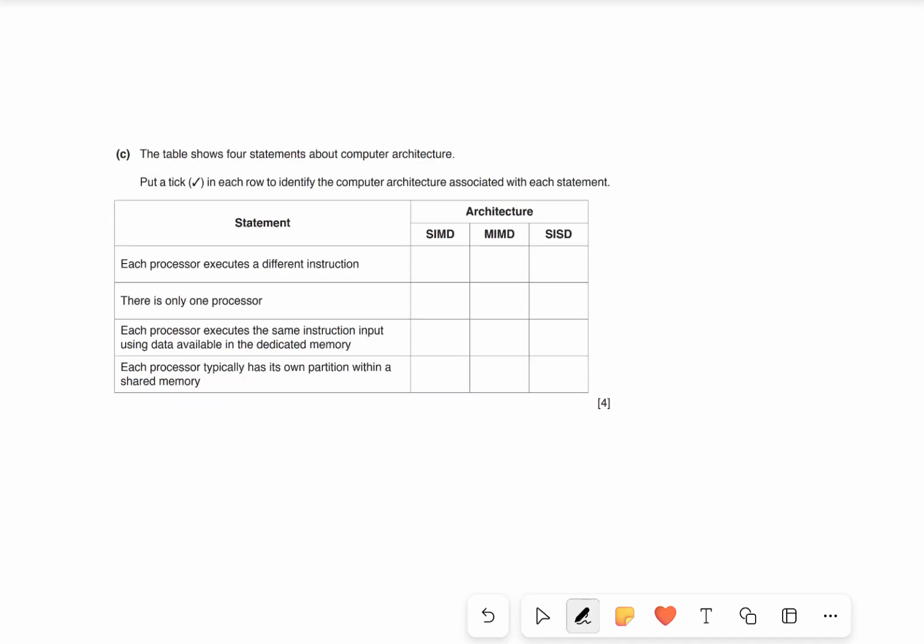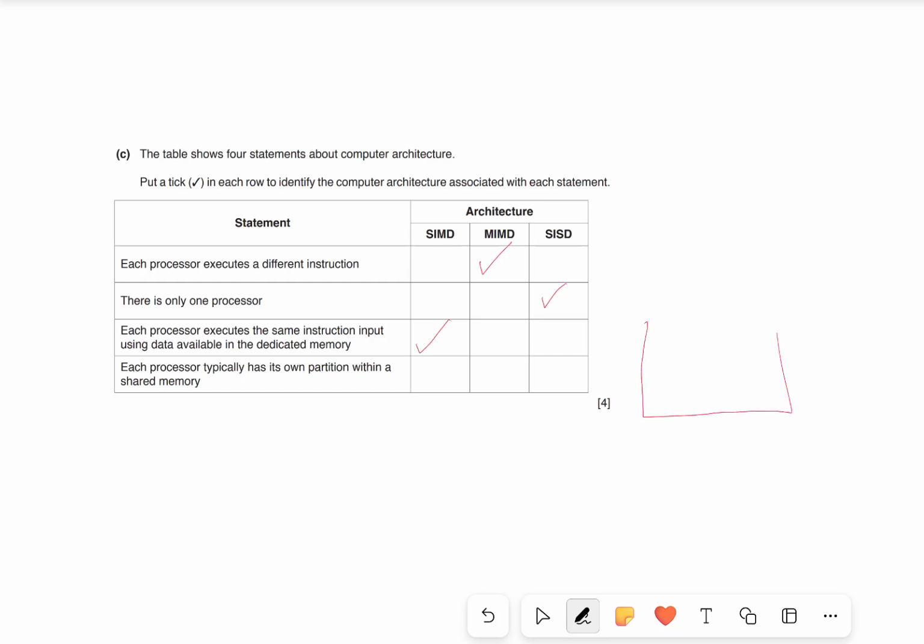Okay, pause the video, give this question a go. Alright, so the first one is each processor executes a different instruction. Well, that would be MIMD. It can deal with many things at the same time. That's what the architecture is for. It executes different instructions on different pieces of data. So it's used for supercomputers, parallel computers. There's only one processor. Well, that would be SISD. It's a traditional single core processor, old school. Each processor executes the same instruction but using data available in the dedicated memory. That will be SIMD.